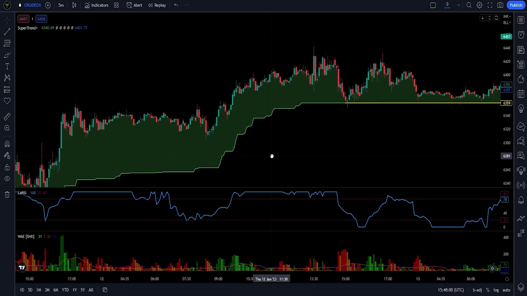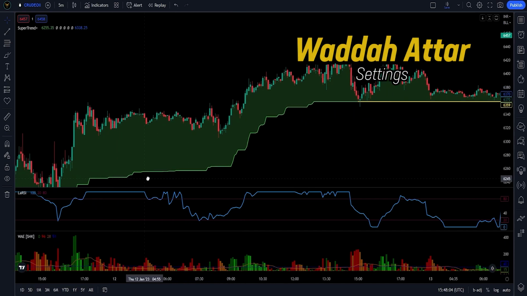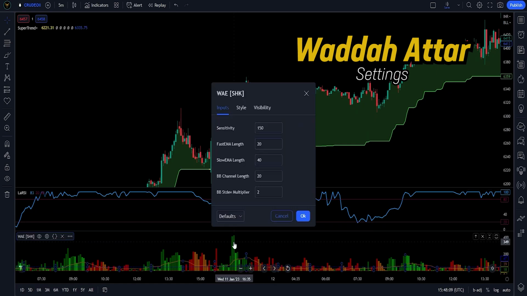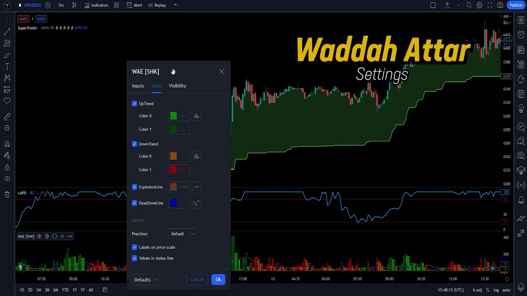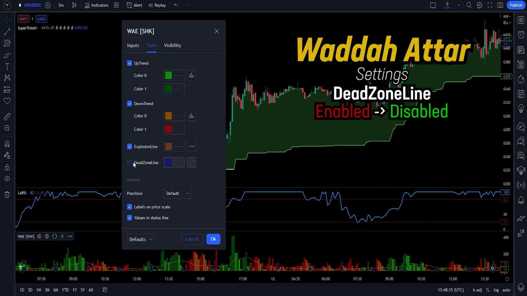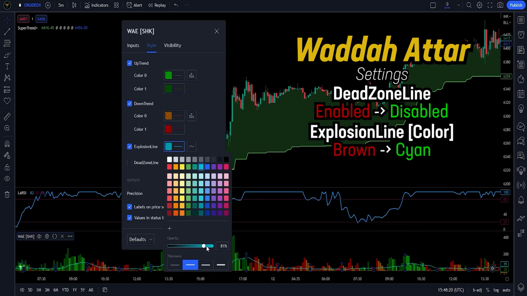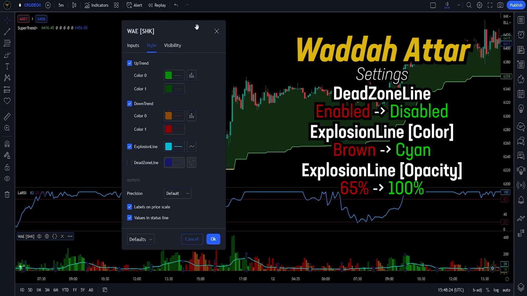Let's change our third and final indicator, which is this Wada Adder Explosion indicator, which is right below our Laguerre RSI indicator. Once again, double-click any candle in this indicator, and you will open its settings. Now, open Style tab, and in here, we want to disable this dead zone line. Also, let's change explosion line color setting to cyan and make sure its opacity is set to 100% as well. This is an optional setting, so you don't really have to follow this step, but doing this will make reading this indicator much simpler, so I highly recommend following this optional step as well.